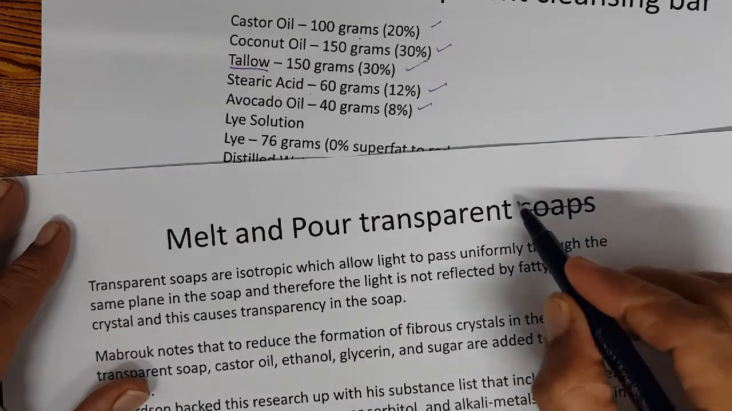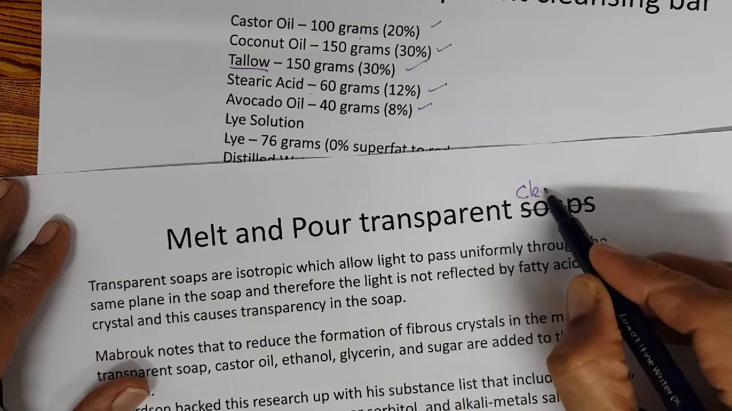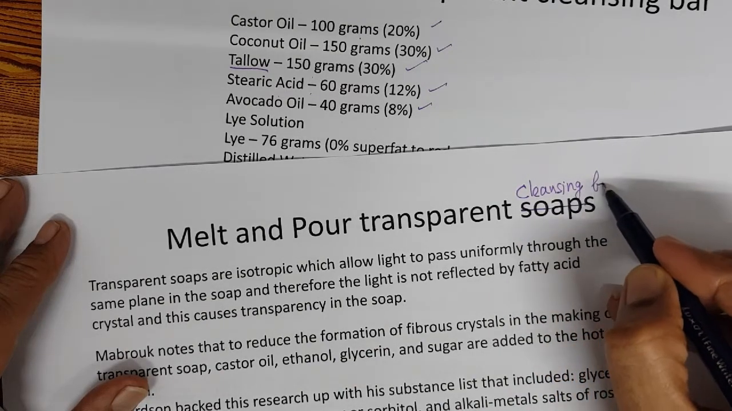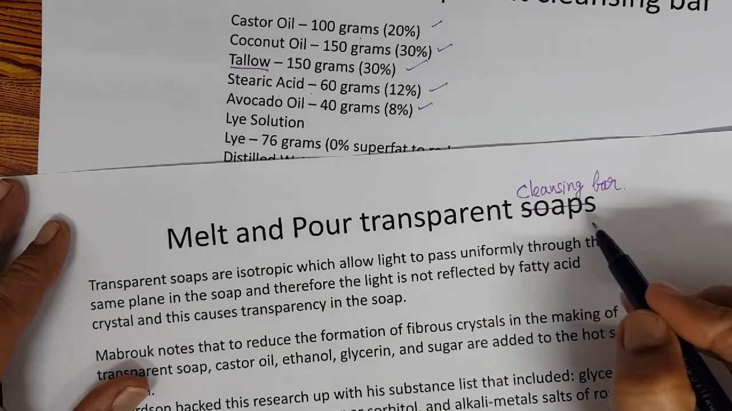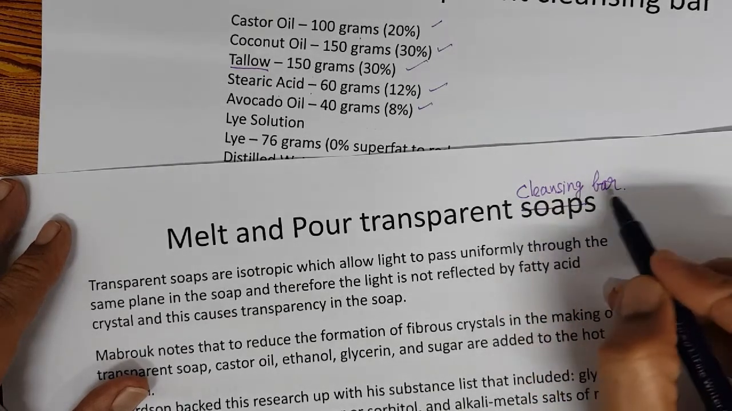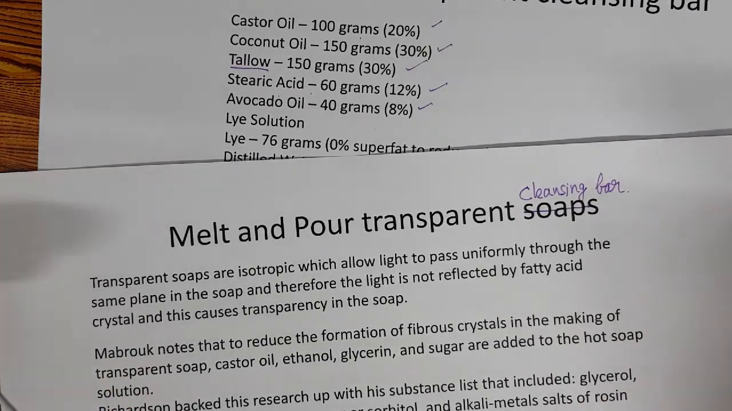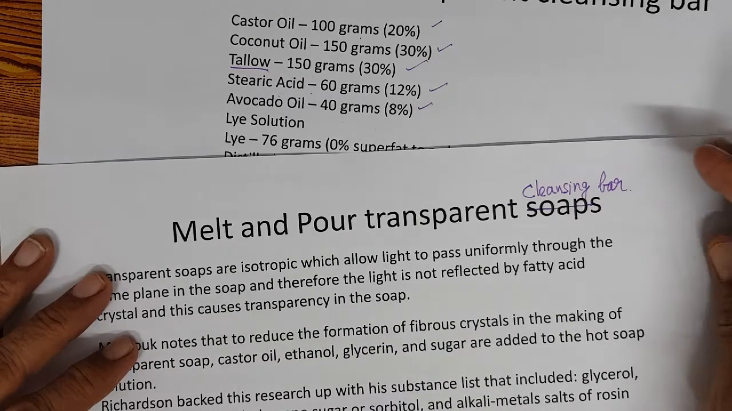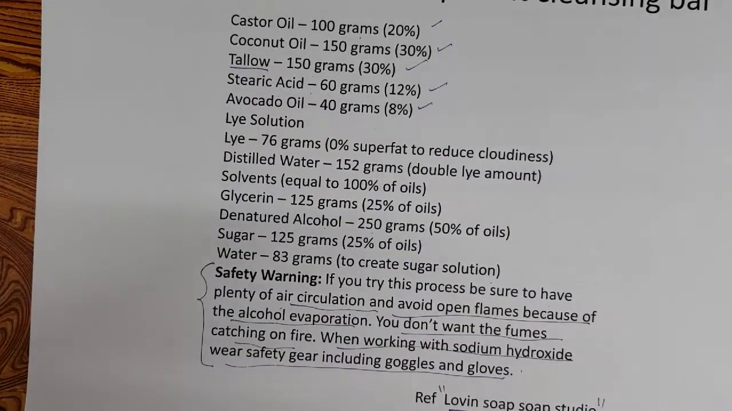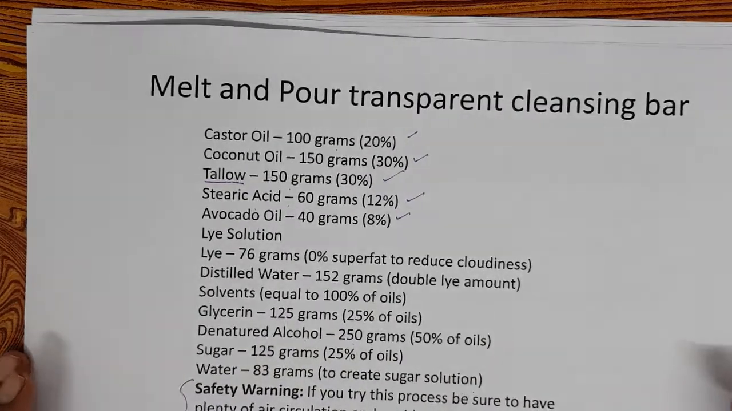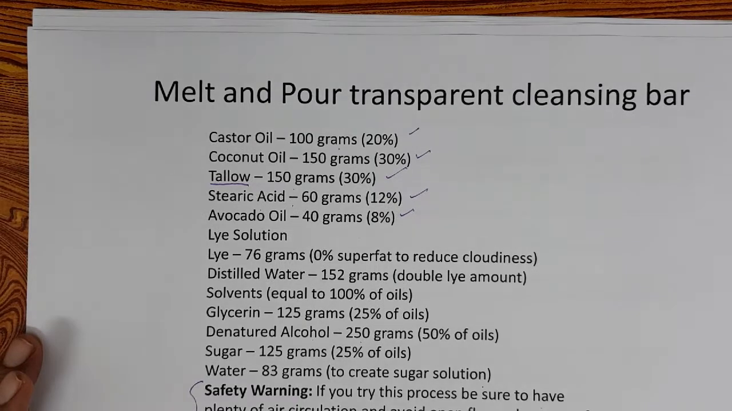It's not a soap, cleansing bar. I typed it as soap, so correct it here: cleansing bar, for us not to make the mistake of saying transparent soap. It's transparent cleansing bar. Okay. Now, melt and pour transparent cleansing bar, right?